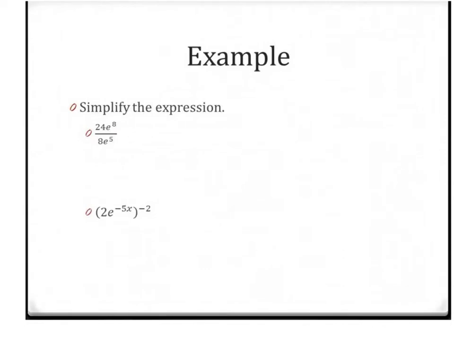Alright, so we're going to start out with some basic simplifying, and in this case you're going to treat it just like any other base, okay, when we're doing our exponents. And so if we look at 24e to the 8th over 8e to the 5th, remember you first look at your numbers, and so 24 divided by 8 is 3, and then we'll look at our e's, and if we're dividing, what do we do with our exponents? We subtract them, and so you just get 3e cubed. We are not evaluating these, we're just simplifying them.